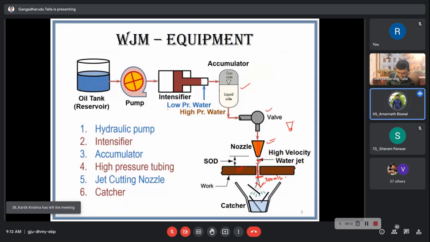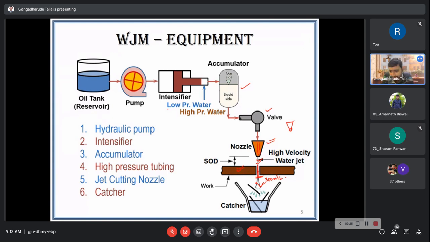Sir, if we are using only a high velocity water jet, if we consider water as grit, the grit density will be less than what we use in abrasive jet machining, sir. So the cutting will not be that much.